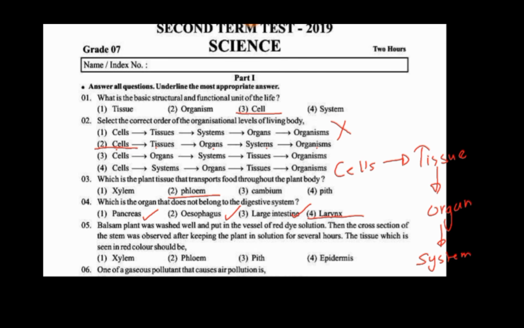dye solution, right? That red dye solution is transported in the xylem tissue, because xylem tissue is the tissue which transports water and minerals in the plant body. So here the answer should be the first answer.